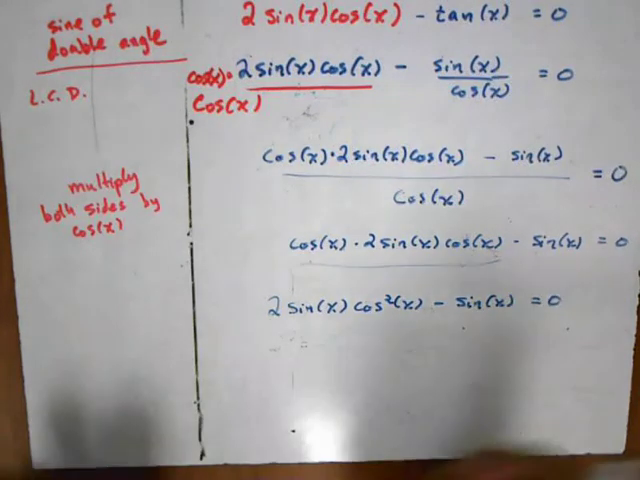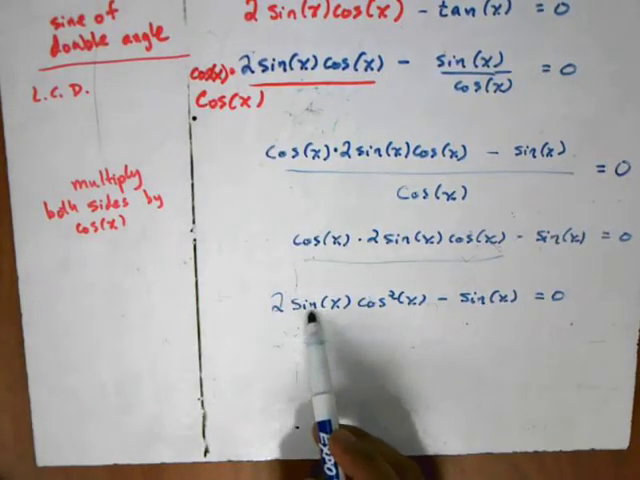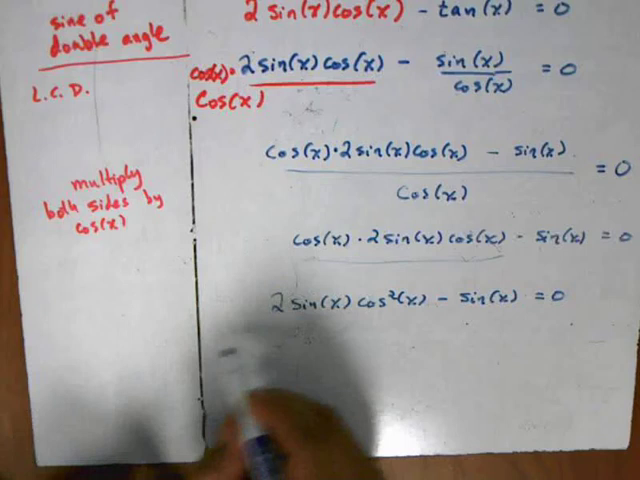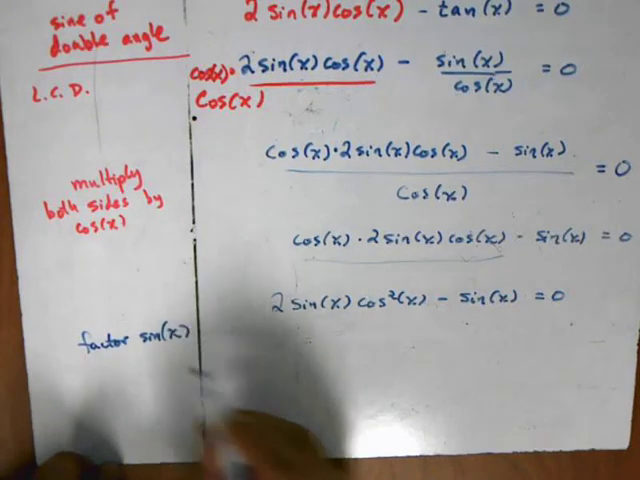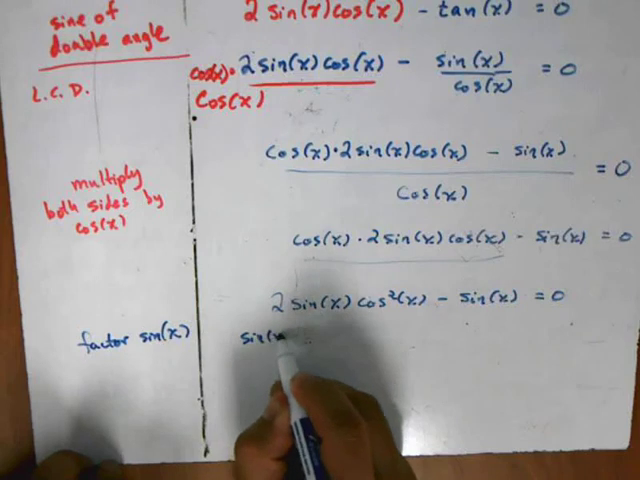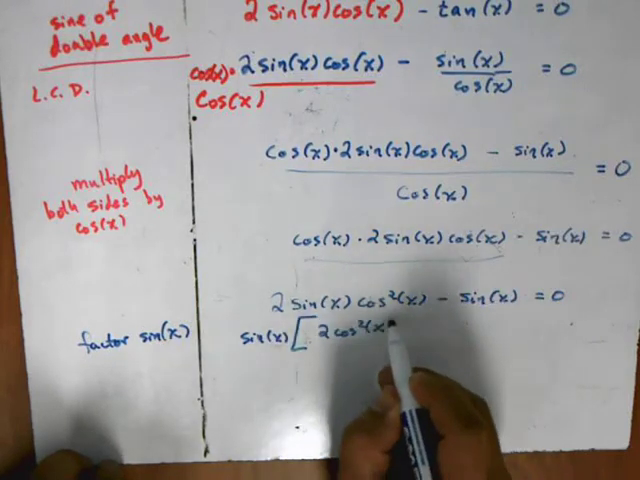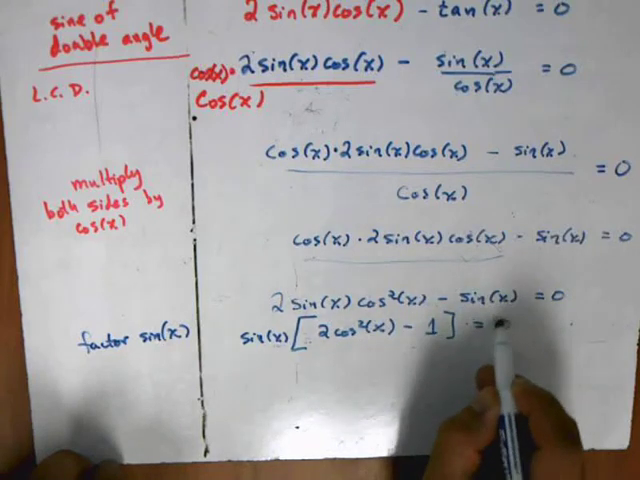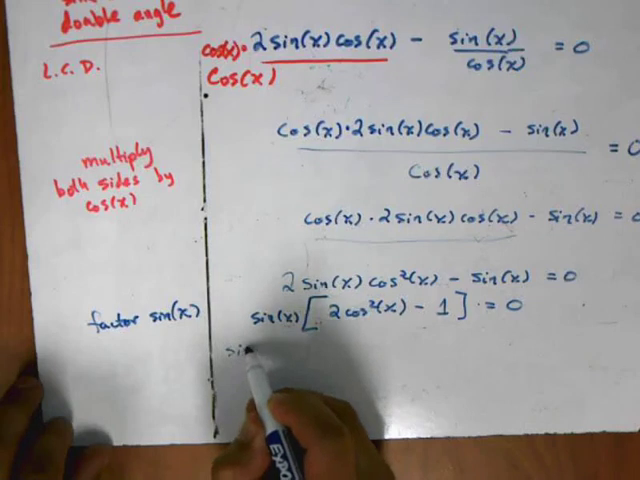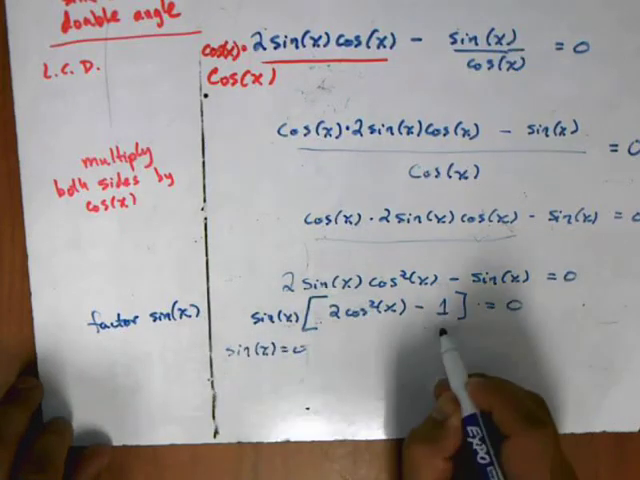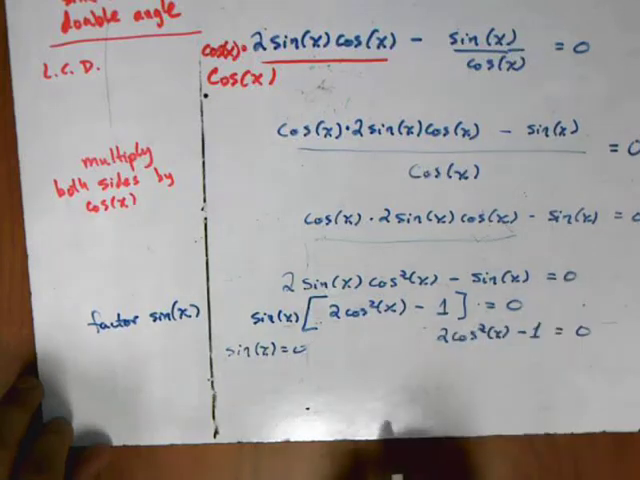Okay, I'm going to continue now, and one of the things I'm going to do here is factor out a sine. When I have a common term here and here, I'm going to factor a sine out of here. This gives me sine x, and what I have remaining is 2 cosine squared minus 1 equals 0. Then use the zero product property and split these two. So I have sine x equals 0, and 2 cosine squared x minus 1 equals 0.